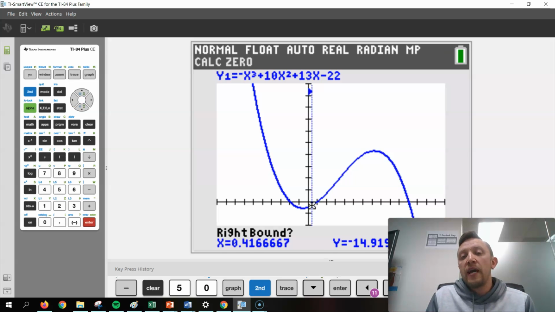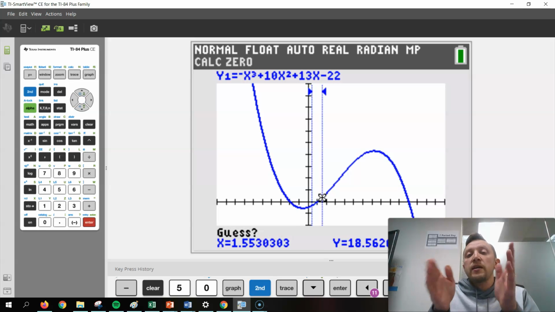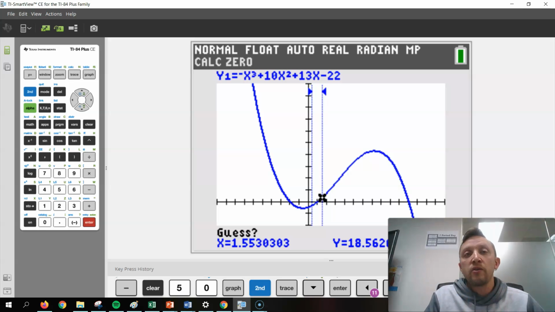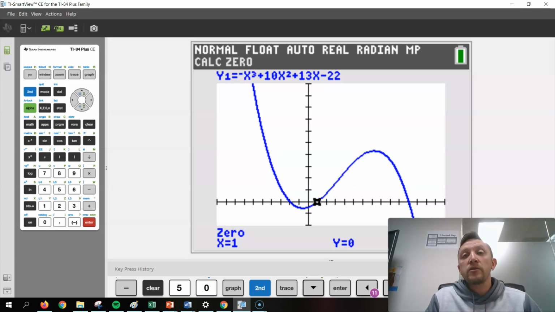Now if you notice, it gives it a dashed line, and it changed to say right bound. So we're going to drag that over to the right of that x-intercept and hit enter again. Now they give us these dashed lines with arrows, asking if we want to find the x-intercept between those lines. Yes, we do, so hit enter one more time, and now we can see that our x-intercept there is 1.